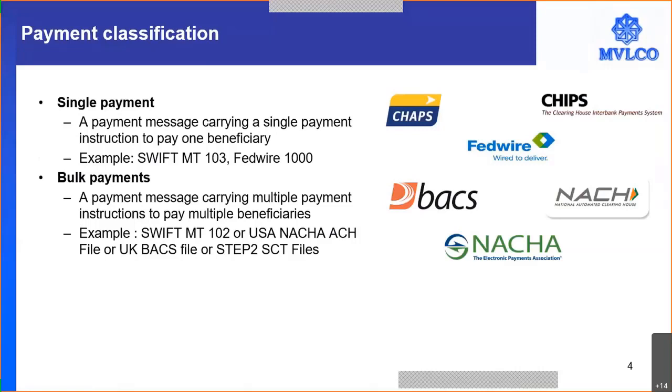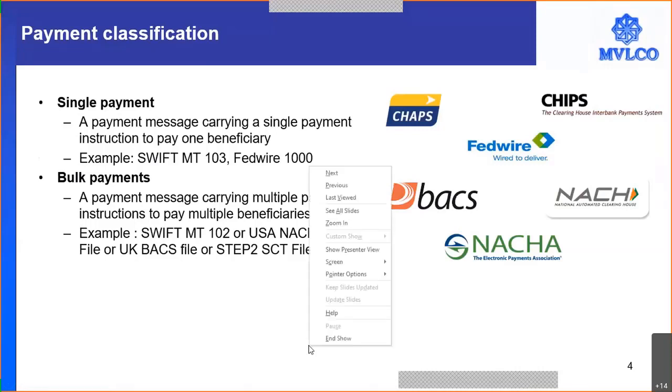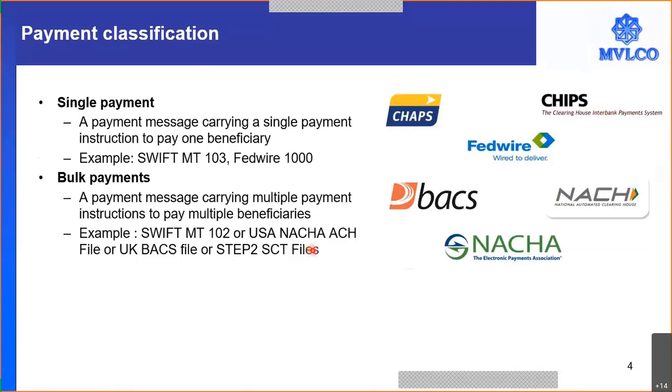Now in such a situation, what kind of message structure can we use to make those multiple payments in a single go? One example of such a message is the Swift MT 102, or in India or in USA, you would have the files which are submitted to the ACH. So we have an example here of the US NACHA file format. If you are from UK, then you'll have the UK BACS file, or in the Single Euro Payments Area, you'll have the STEP2 SEPA credit transfer file.